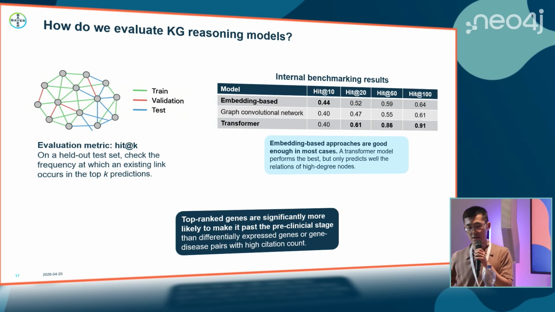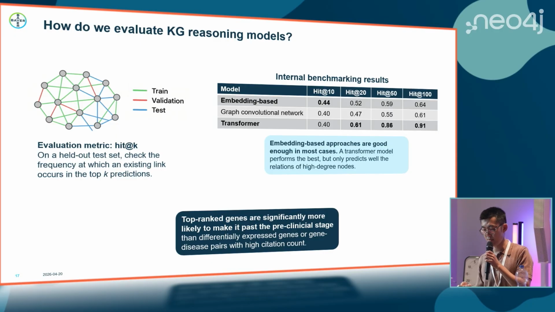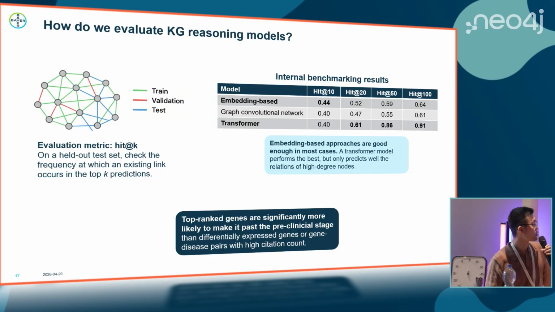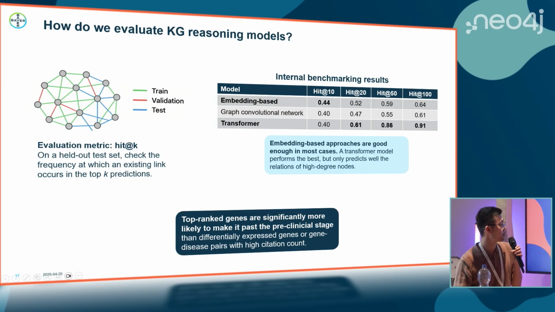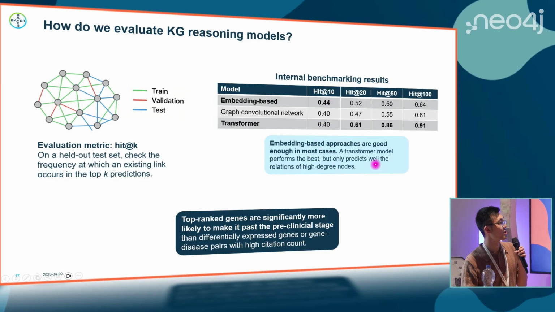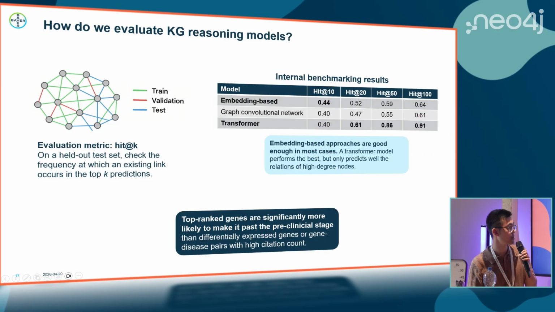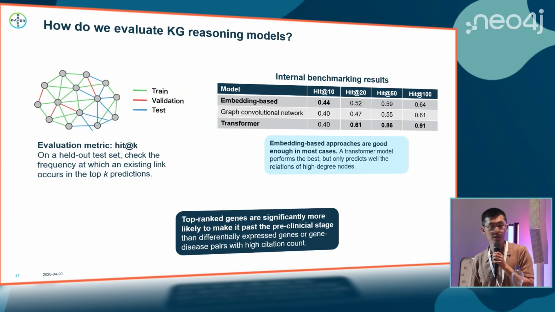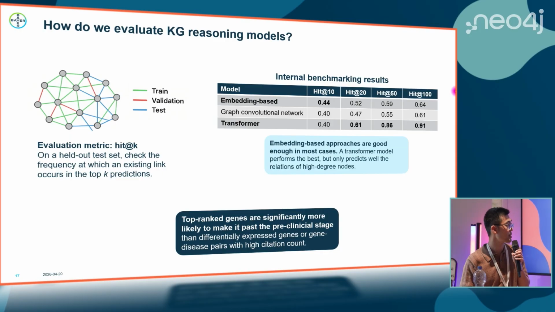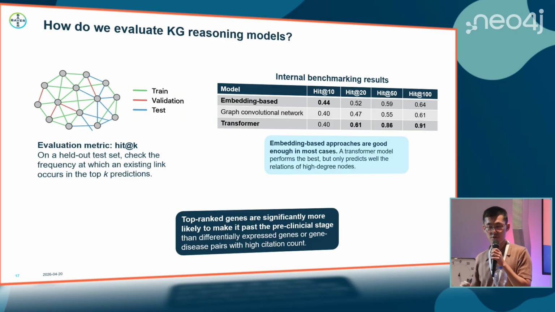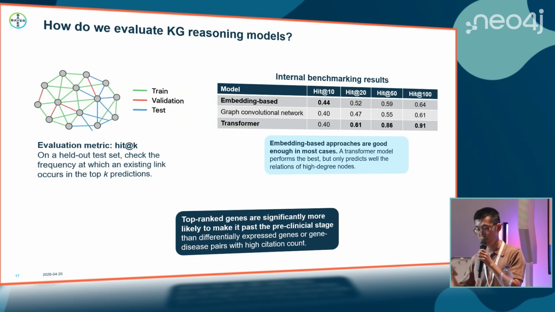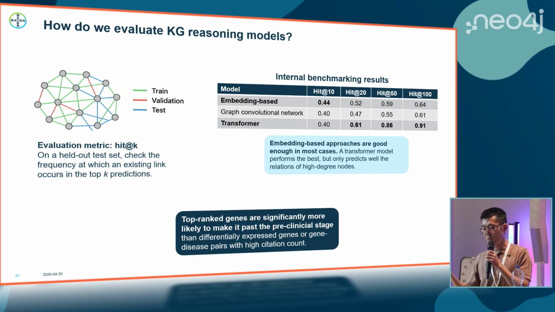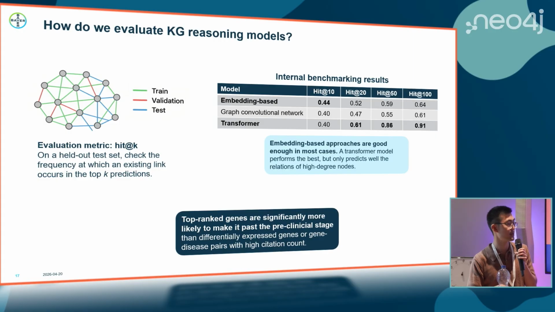But for, let's say, medium degree nodes, it was actually rather difficult. And maybe importantly also, we did an evaluation of whether, if you take the top 100 genes or whatever, top 200 genes, for each disease, are these more likely to make it past a certain preclinical stage? And here, you always need to compare with something. So the baseline here was, for instance, the differentially expressed genes from these diseases, or also gene-disease pairs with high citation count from the literature.